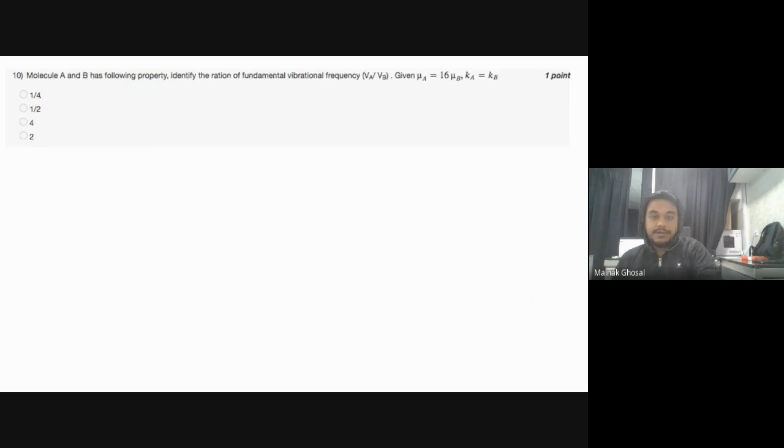Okay. So I'm going to the final question of today. Molecules A and B have the following properties. Identify the ratio of fundamental vibrational frequency. That is, we need to find nu A by nu B. This is a very straightforward question. What will be the answer? And the condition is mu A is equal to 16 mu B.